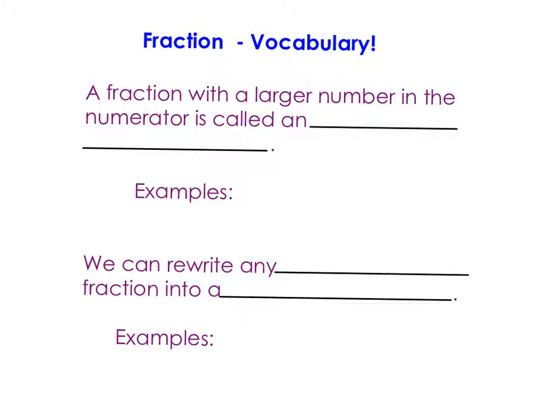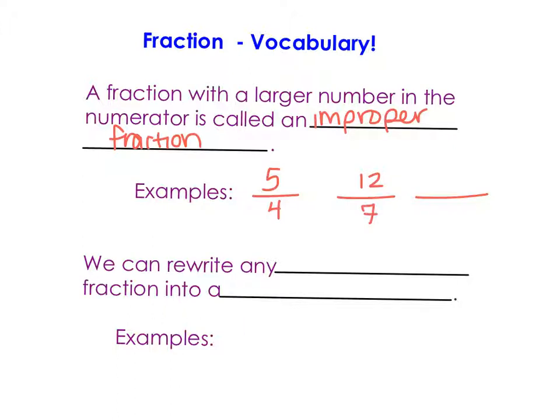A fraction with a larger number in its numerator is called an improper fraction. So these numbers are just fractions, but whatever's in their numerator is larger than their denominator. For example, 5/4, because the numerator is bigger than the denominator, it is an improper fraction. 12/7, again, numerator is larger, improper fraction. 8/3, numerator is larger, improper fraction. So those are what improper fractions look like. Those numerator numbers are larger than the denominator.